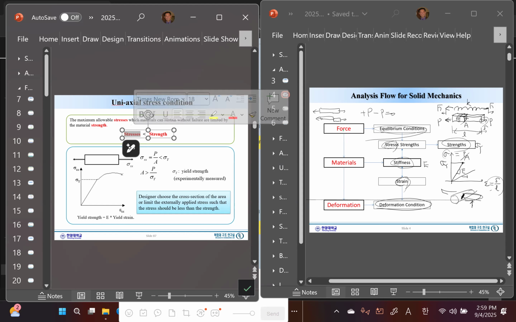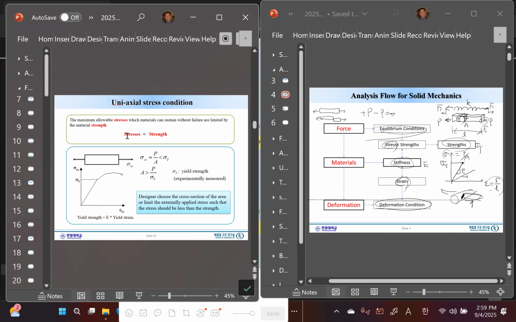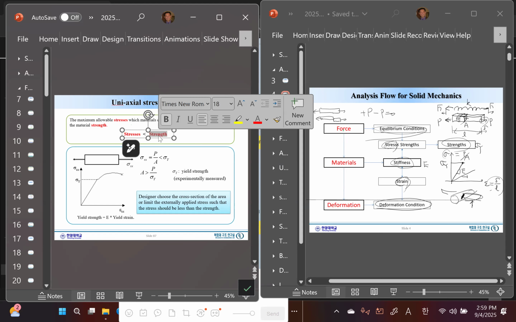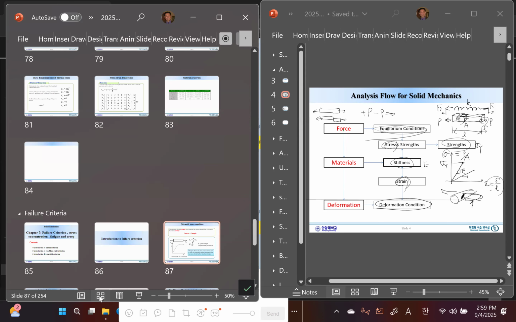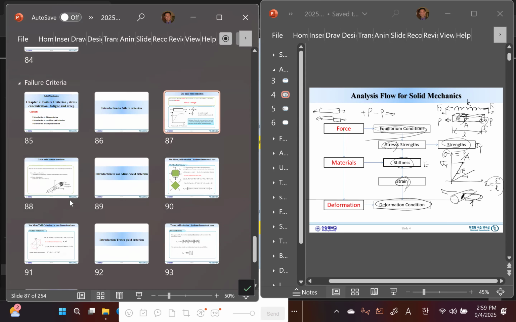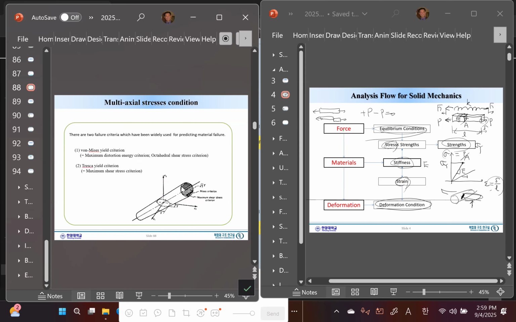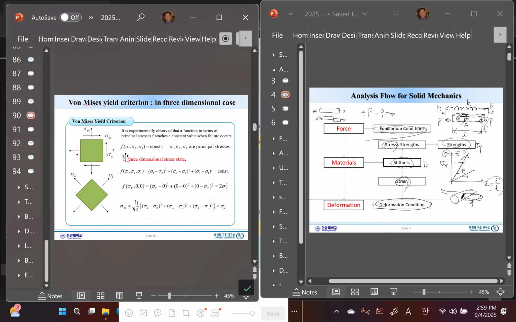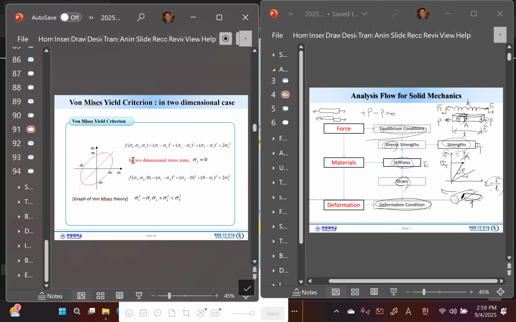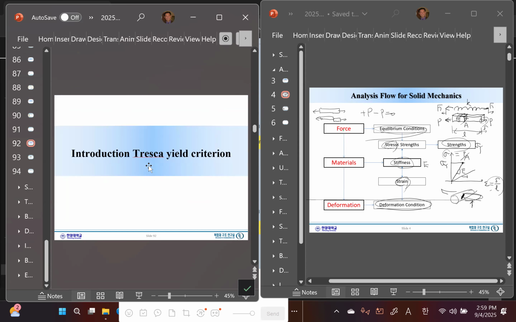So anyhow, now we have 9 components, we have a strength. How can we design this? Okay, so that's the failure criterion, and we understand the principal stresses, or Mohr's circle. Tresca is a criterion.